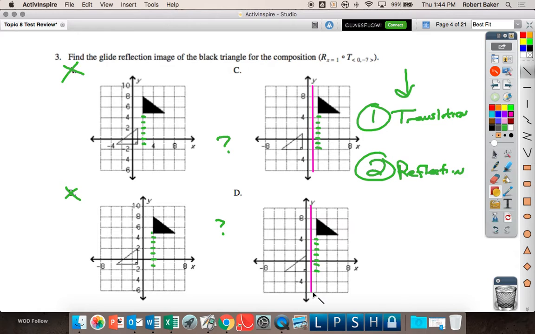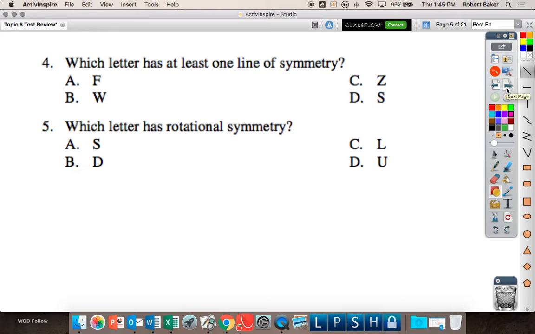It's just hard because they don't show you that the shape slid down first and then it flipped over the line. That graph counting by twos makes it infinitely more complicated, doesn't it? And that's how your test is going to look. All the graphs are going to count by twos. So you can take some time and you can draw little lines in there. Alright? Number 4. Which letter has at least one line of symmetry?